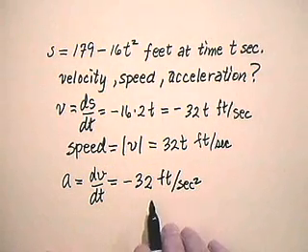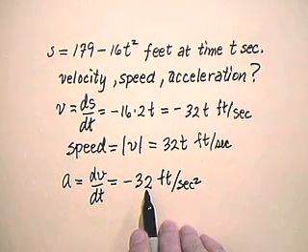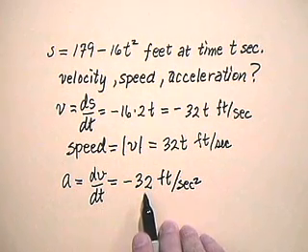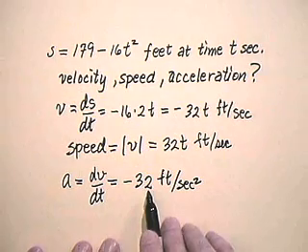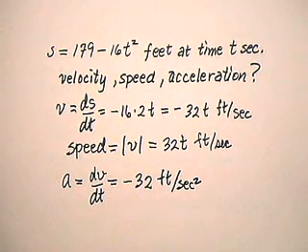That is the standard acceleration of gravity on Earth, approximately to the nearest foot, and it's fairly reasonable to use in applied problems, that the acceleration of gravity on Earth is negative 32 feet per second squared.